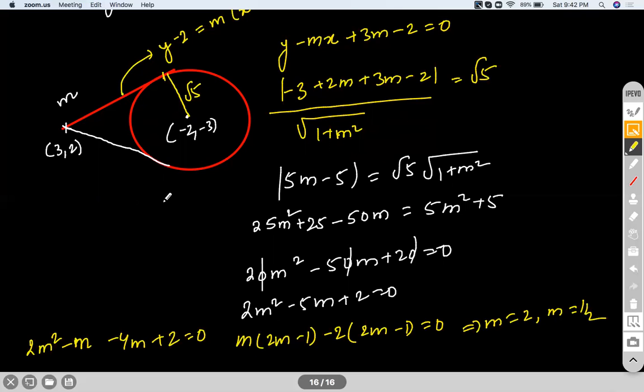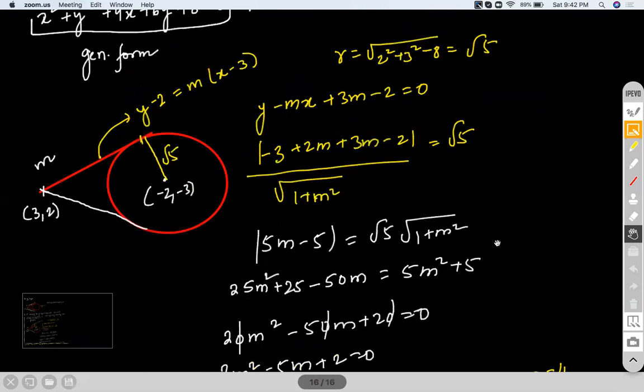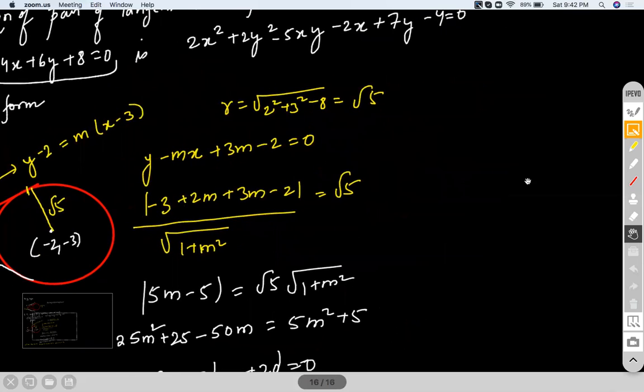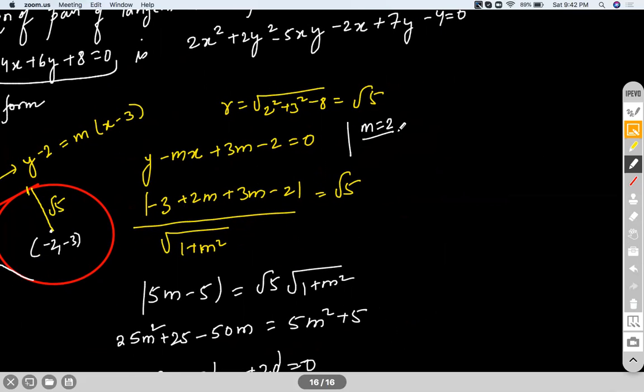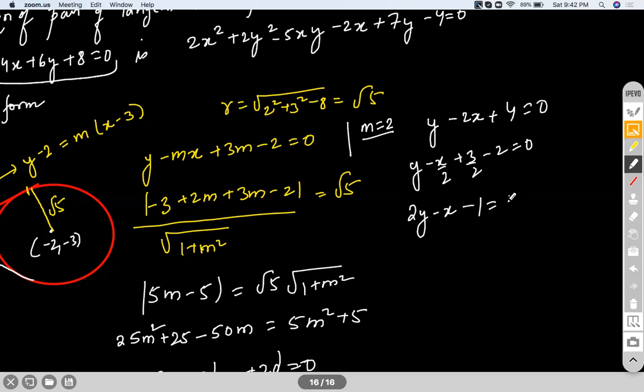So your desired lines would be, come back over here. If you put m is equal to 2, the equation will be y minus 2x plus 4 equal to 0, if I'm not wrong. And when you put a half, what do you get? y minus x by 2 plus 3 by 2 minus 2 equal to 0. Multiply throughout with 2, so 2y minus x minus 1 equal to 0. Correct?